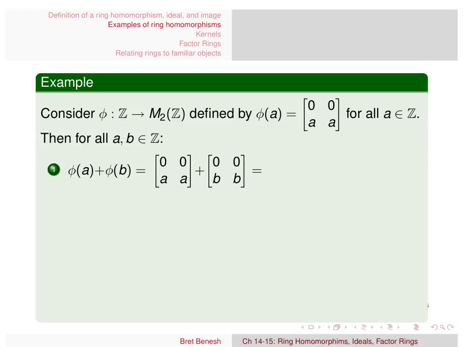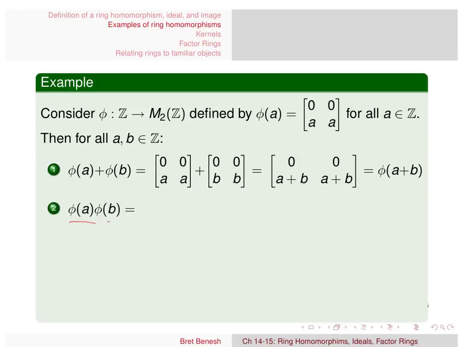Just exactly that. Now, I'm just going to work in the matrices. I'm just going to add these two up and see what happens. And I get this matrix. Oh, but this is exactly phi of a plus b. So I get a group homomorphism, and I'll just check to make sure it's a ring homomorphism.